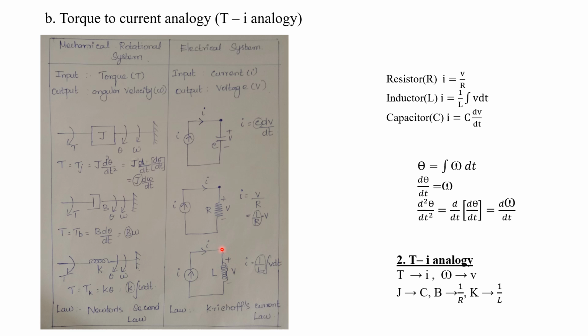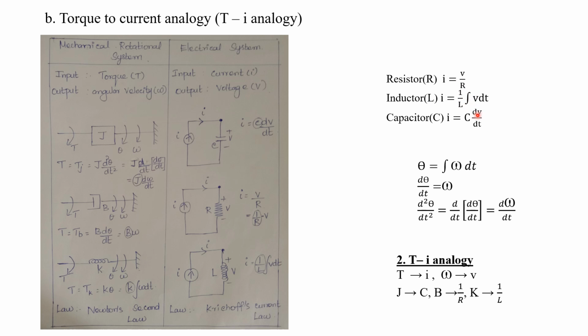Now at this node, we are going to apply Kirchhoff's current law. When we apply Kirchhoff's current law, incoming current will be equal to the outgoing current, isn't it? What about the incoming current here? That is current I. What about the outgoing current? Current flowing through the inductor. What about the current flowing through the inductor? All these are formulas. You have to study these formulas.